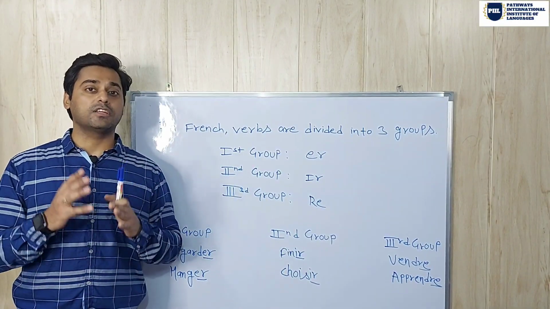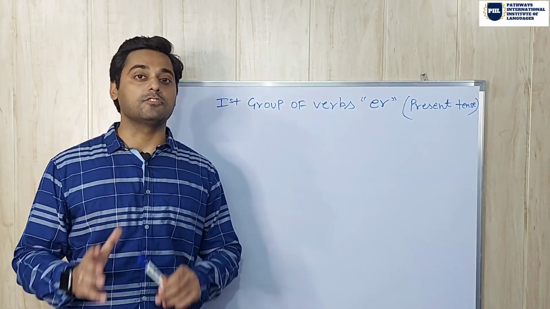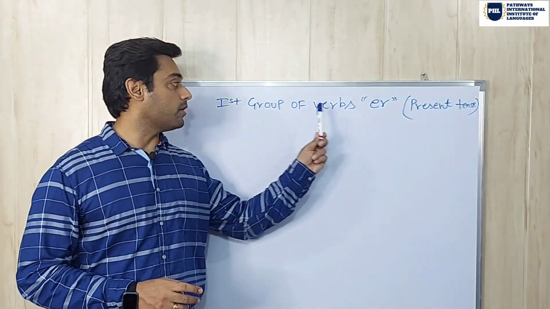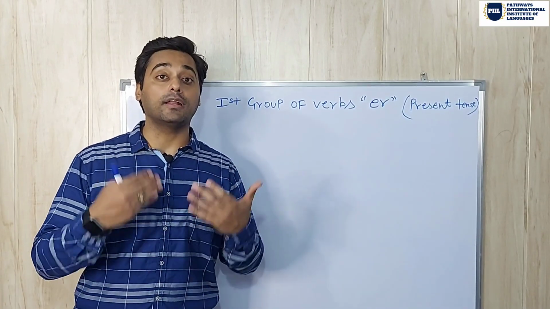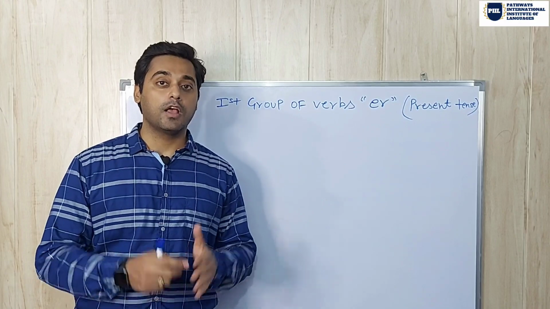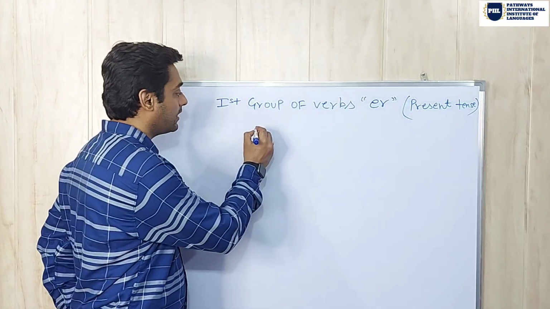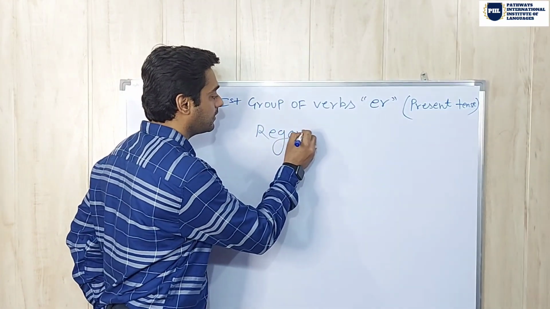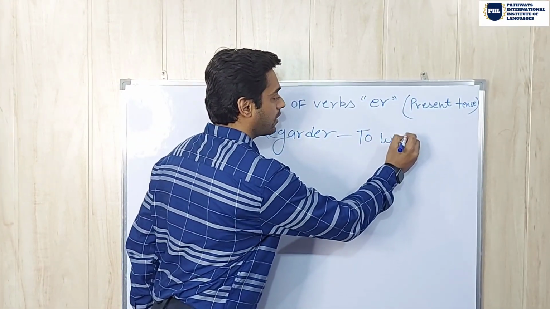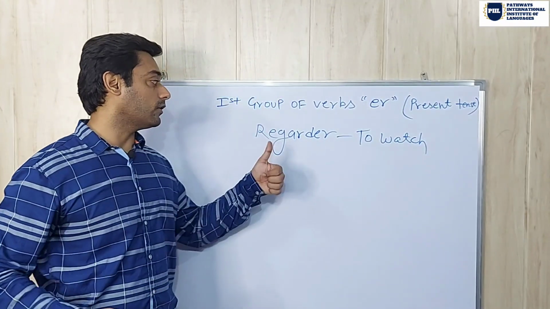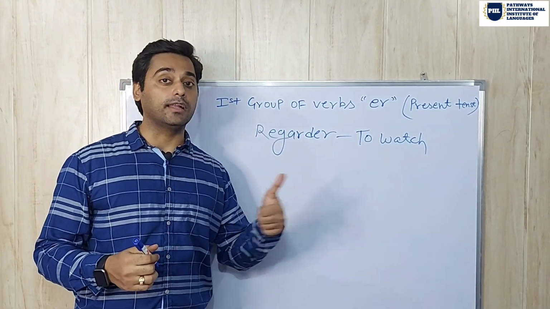So this is the second most important thing which you need to know while learning about French verbs. In this French lesson, we will only learn about the first group of verbs, regular ER verbs in present tense. How to conjugate regular ER ending verbs in French. For that, first we need a regular ER verb. So let's take the verb regarder. Regarder means to watch. This is a regular ER ending verb in French. So now we are going to learn how to conjugate this regular ER ending verb in French.